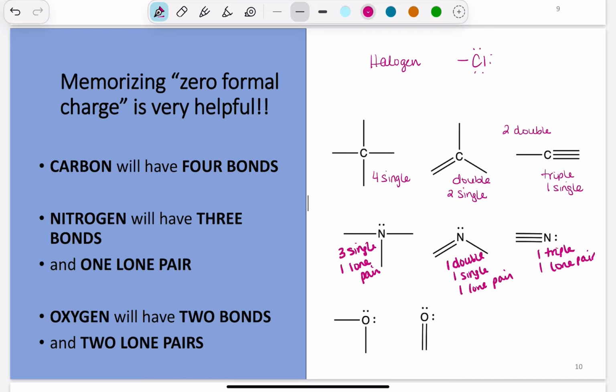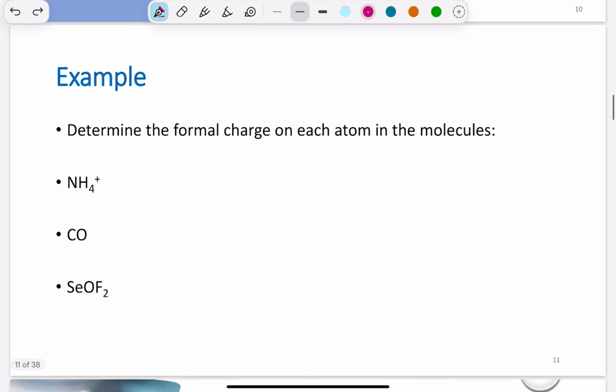Oxygen will have 2 bonds and 2 lone pairs if it has a 0 formal charge. So 2 single bonds and two lone pairs, or one double bond and two lone pairs. And again, this holds true for the elements beneath it as well. So things like sulfur, same situation. If it has two bonds and two lone pairs, it has a zero formal charge.